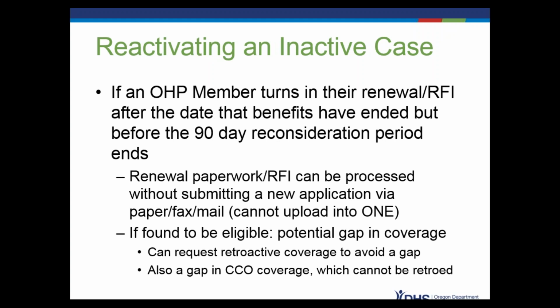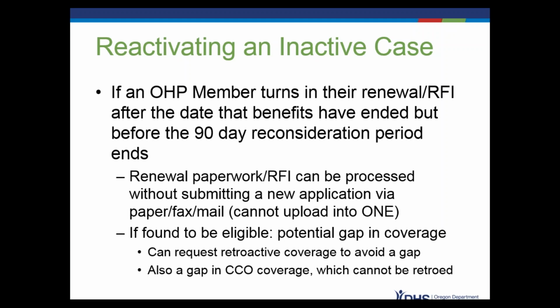Another phrase, so reinstatement and reactivation, these are really internal to our workers, but this is also useful for you to hear because you may hear this coming from our outreach staff. If an OHP member has turned in their renewal or RFI after the dates that benefits have ended, but before that 90-day reconsideration period ends, then we can still process renewal paperwork. We can still process RFIs. However, you can't do that in the one system. That will be turned off for applicant portal. So we can still do it on the worker portal side of the one system, which is why we can still accept paperwork and faxing and mailing.